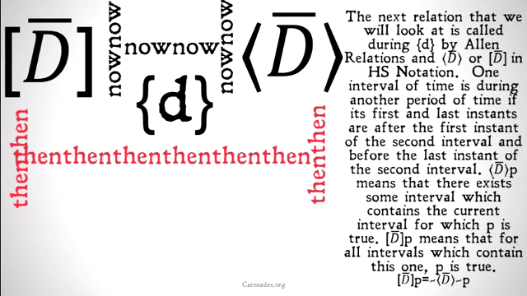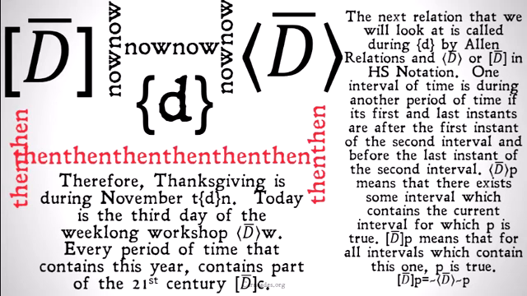Now, the next relation we're going to look at is called the during relation by Allen relations, or DD by HS notation. As always, it's going to be a reverse of the previous relation. One interval of time is during another period of time if its first and last instants are after the first instant of the second interval and before the last instant of the second interval. dP in the diamond brackets means there exists some interval which contains the current interval for which P is true. And dP in the square brackets means that for all intervals which contain this one, P is true. And once again, we will define it with the two negations on either side of the diamond brackets around the d. Therefore, Thanksgiving is during November, can be written as thus.